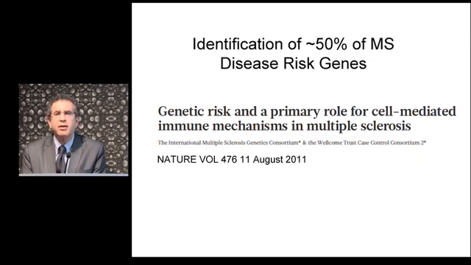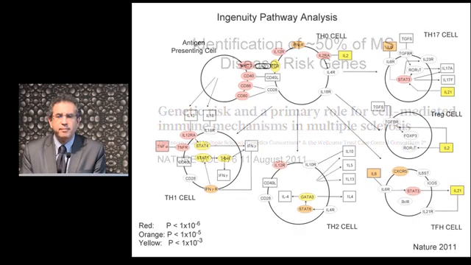About over a decade ago, the International MS Genetic Consortium was formed in order to interrogate the genetic basis for the disease. There's a recent paper published in Nature where the group showed the identification of about 50% of the genetic risk of developing the disease. As I mentioned earlier, these genetic studies indicated a primary role for cell-mediated immune mechanisms in multiple sclerosis.